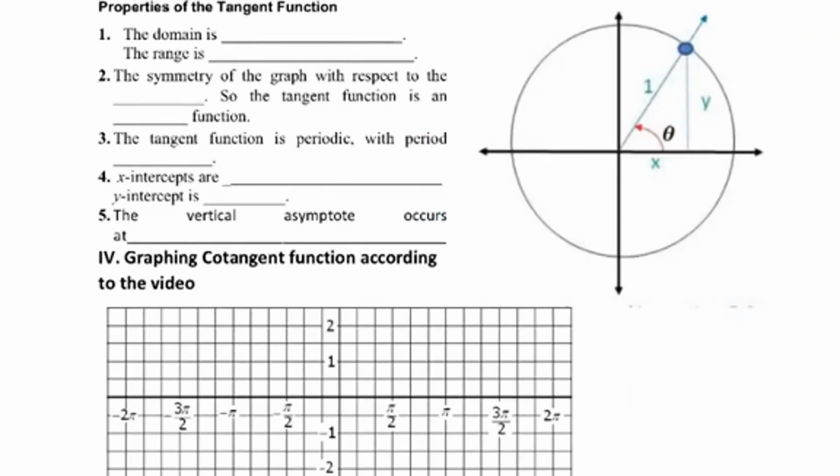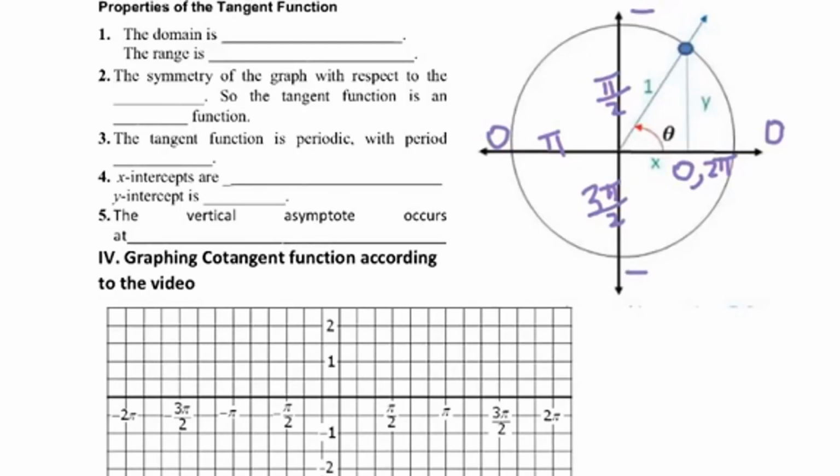Yeah, let's graph the cotangent function. We still use the unit circle. Here's 0, pi over 2. Then here's pi, 3 pi over 2, and then 2 pi. For the tangent, here's 0, here's undefined, then here's 0, then it's undefined.